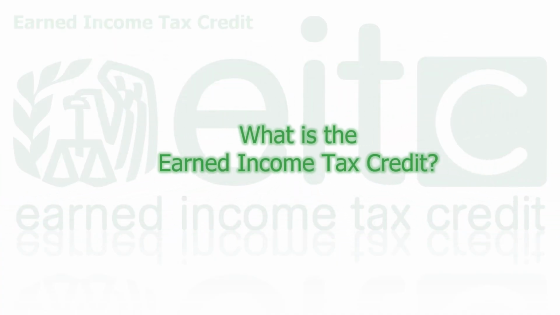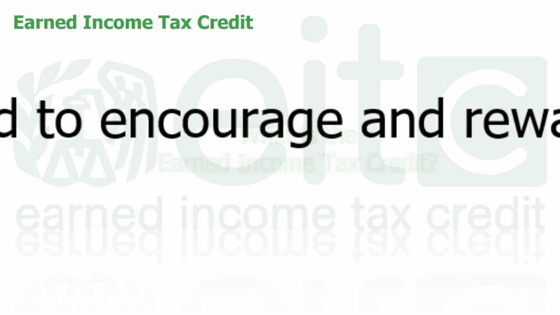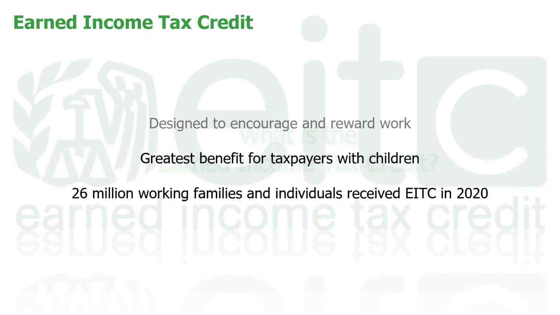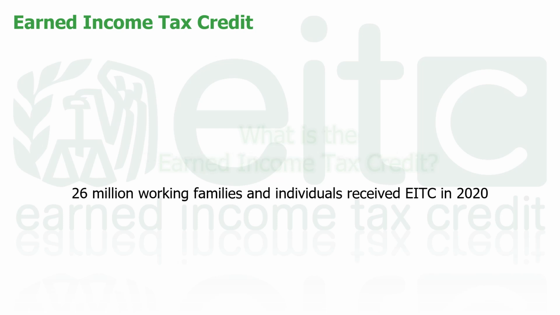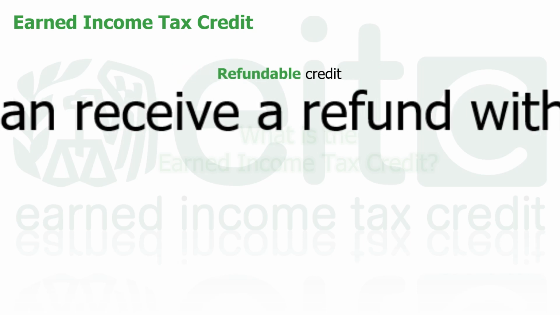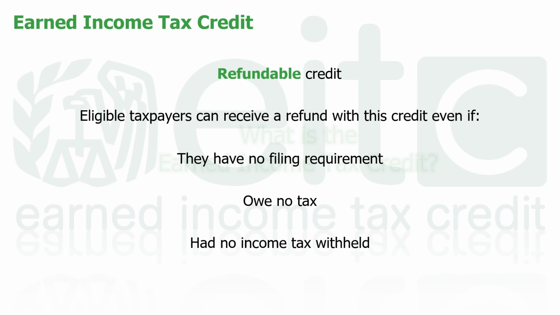The final credit we're going to discuss is the Earned Income Tax Credit, or the EITC. The Earned Income Tax Credit is a federal tax credit for low and moderate income individuals and families. It encourages and rewards work as well as offsets federal payroll and income taxes. The EITC is a refundable credit. So this means taxpayers who qualify can get a refund even if they have no filing requirement, they owe no tax, or had no income tax withheld.